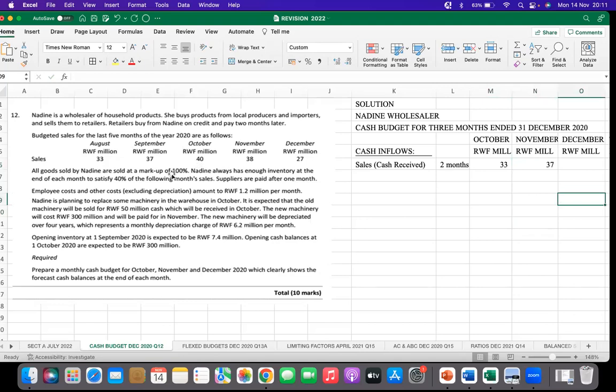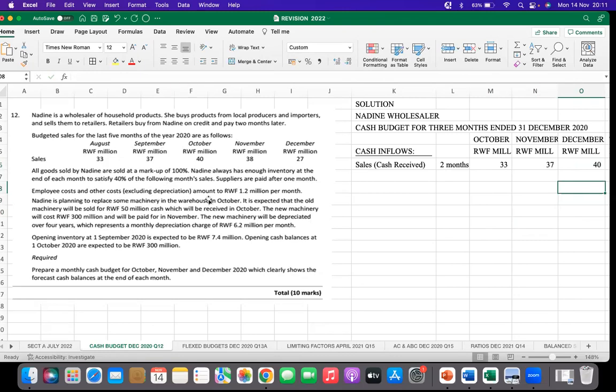Okay. October, sorry, I did not read this first paragraph. October will be received in December. So it is 40. Now, there was another source of cash inflow.